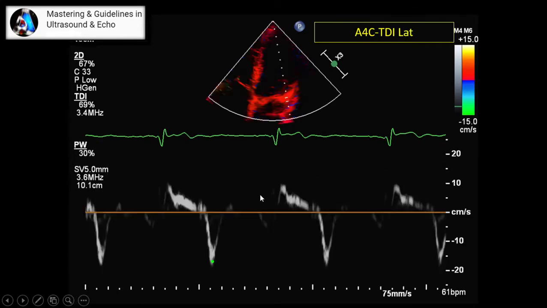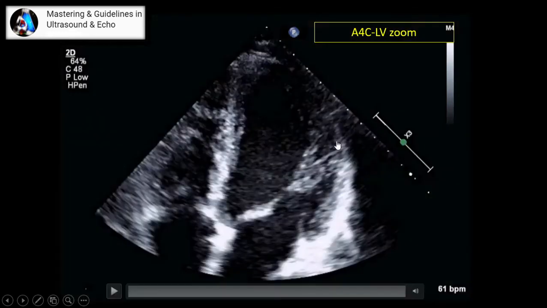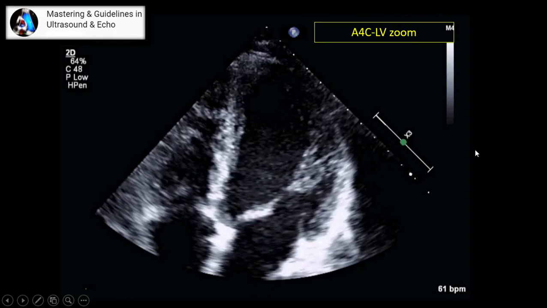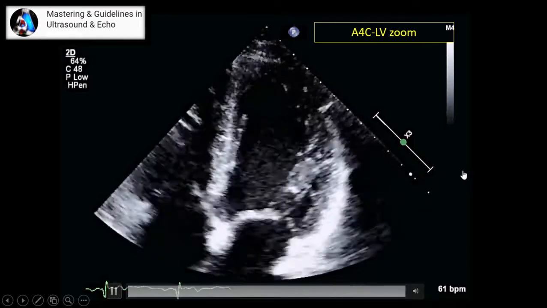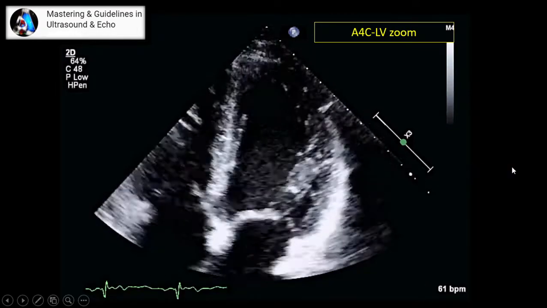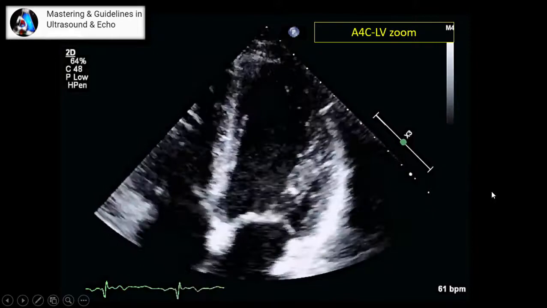Then we go for lateral tissue Doppler. You just measure E prime again. And the next step, after we finish the diastolic dysfunction measurement parameters, we go for left ventricular zoom for two reasons: one for checking wall motion, and second for estimating ejection fraction by the Simpson technique.